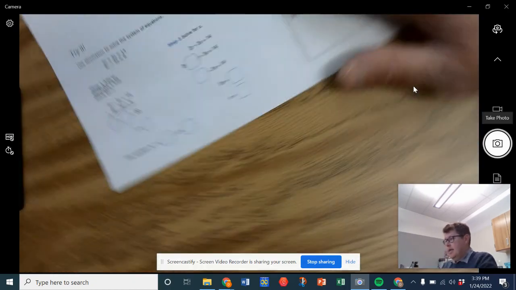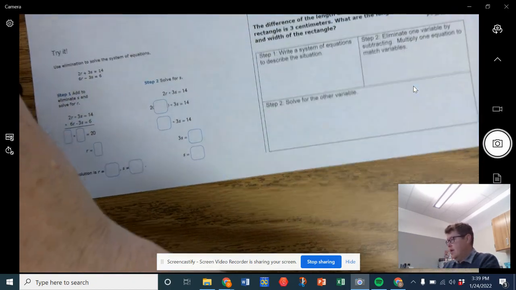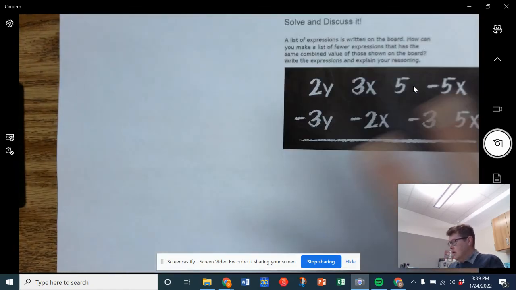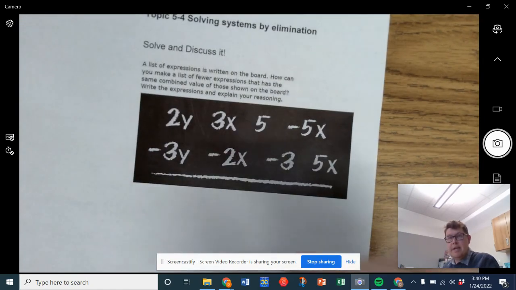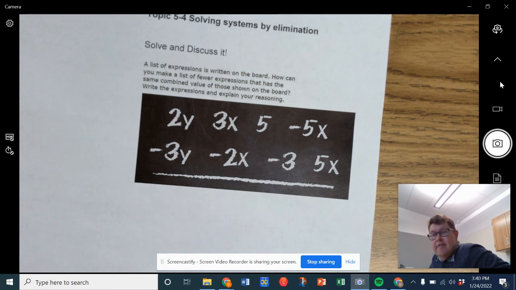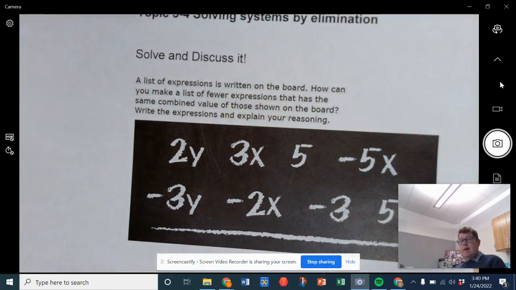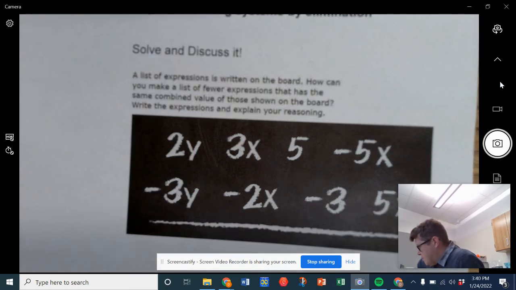Hey guys, this is the last of the five here. So we are on the last technique. We call this elimination, and the whole point of this is to eliminate a variable to make it easier to solve. So first part right here, we have this list of expressions on the board.